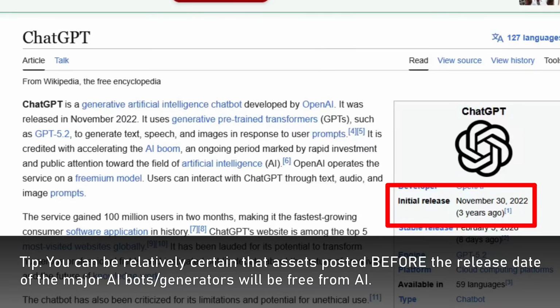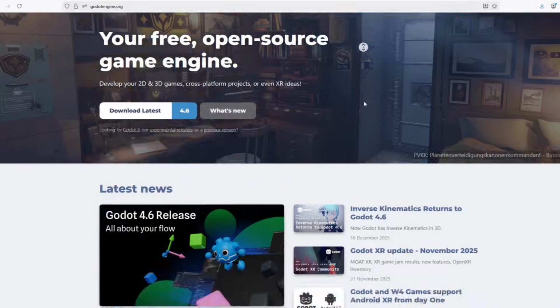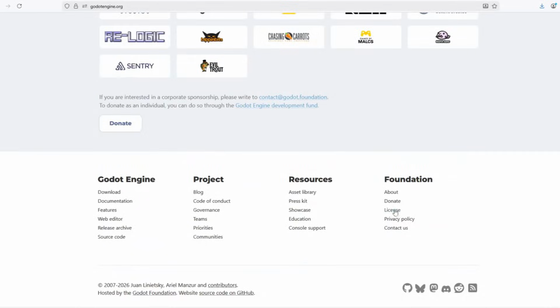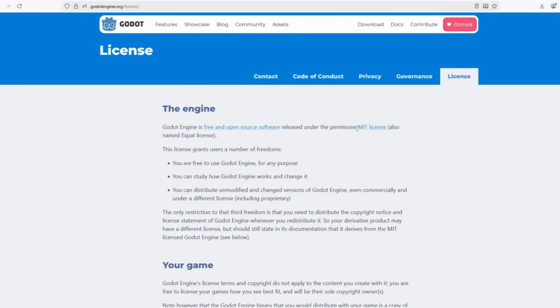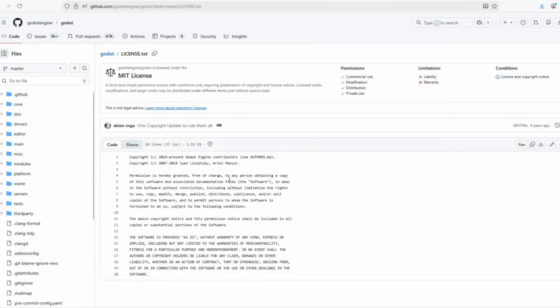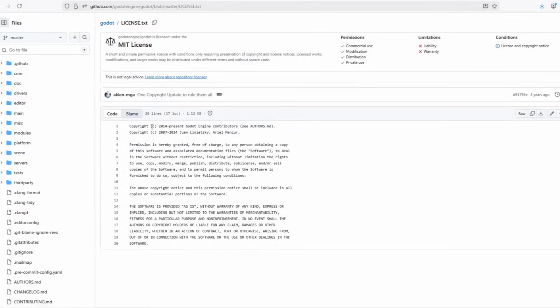So this differs a little bit with something like Godot. If we check it out, we can see that Godot is released under the MIT license. And this one is actually really good because it's quite short. This is the entire license, and the only restriction that it gives is that you have to give attribution back to the original creator.